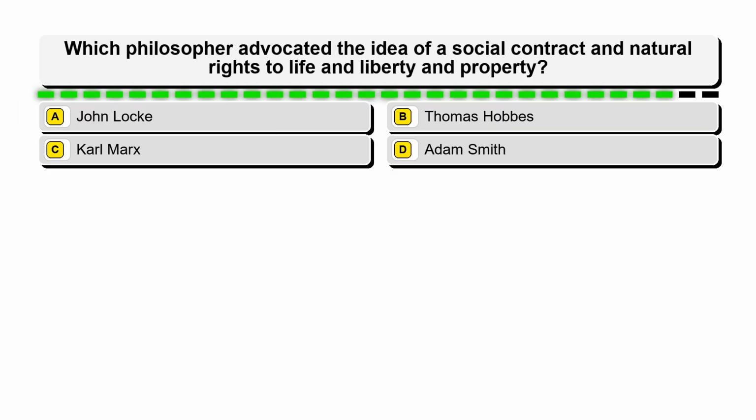Question 70. Which philosopher advocated the idea of a social contract and natural rights to life and liberty and property? Option A, John Locke. Option B, Thomas Hobbes. Option C, Karl Marx. Option D, Adam Smith.